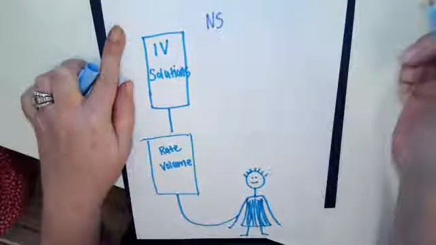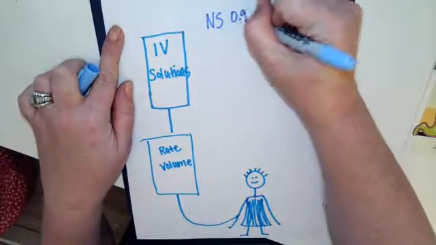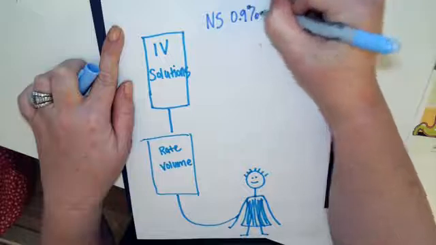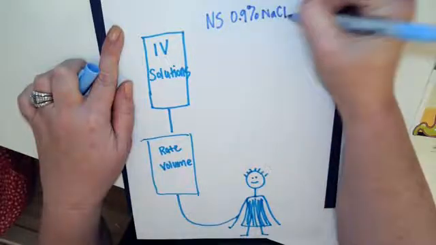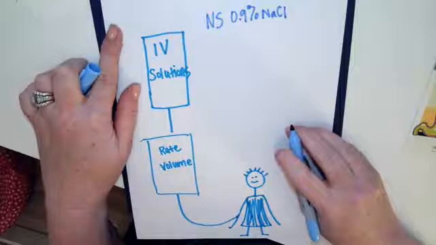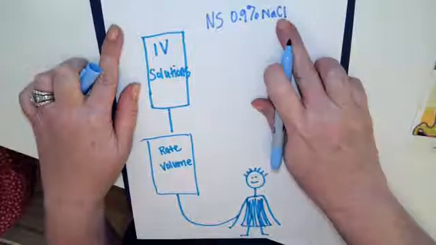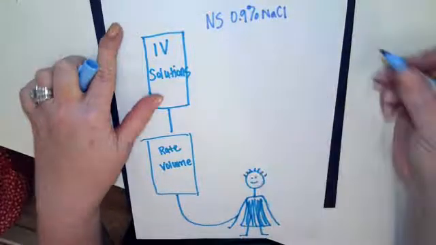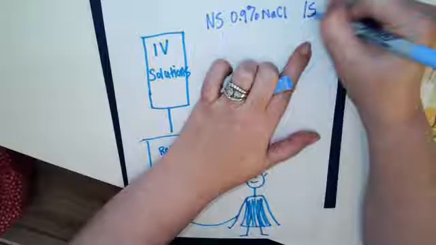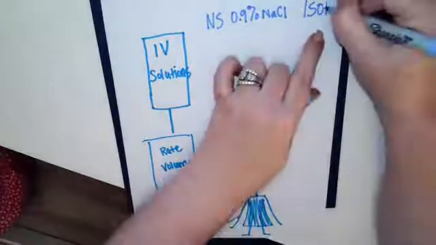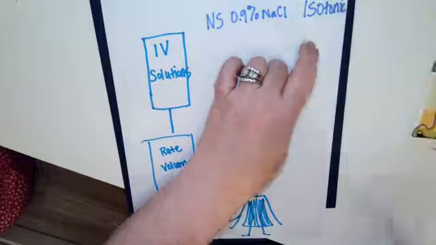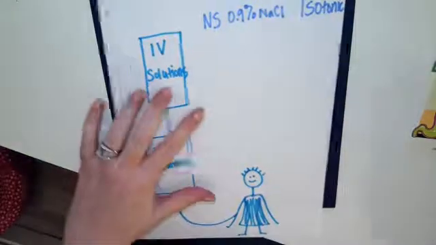Normal saline, which is 0.9% NaCl solution. So it's called normal saline. Saline meaning salt. Normal saline is isotonic, meaning it's the same as your blood.